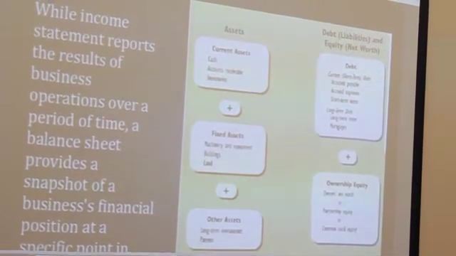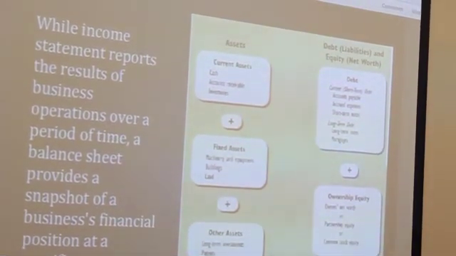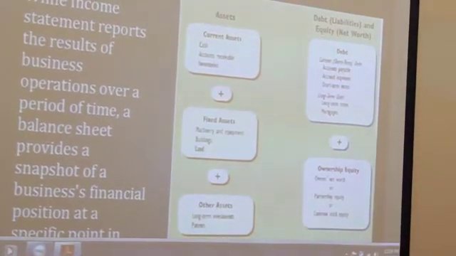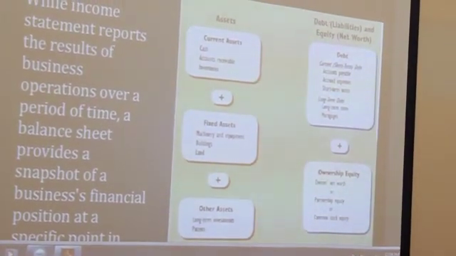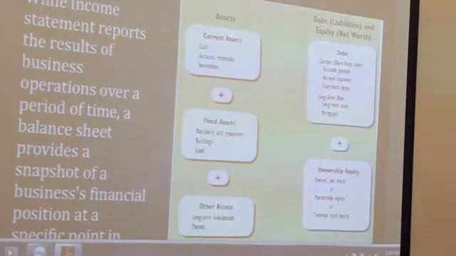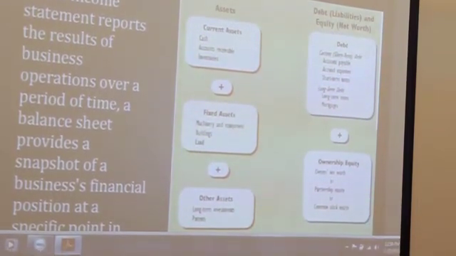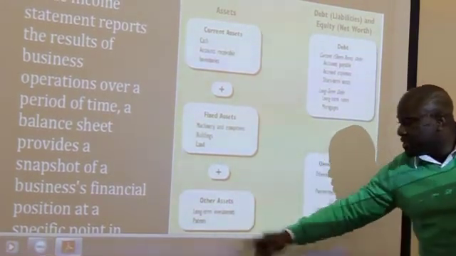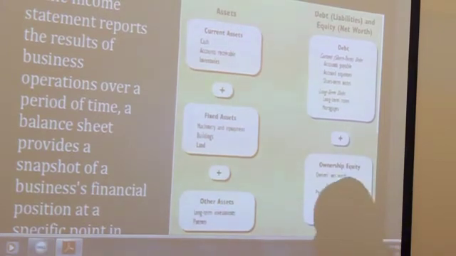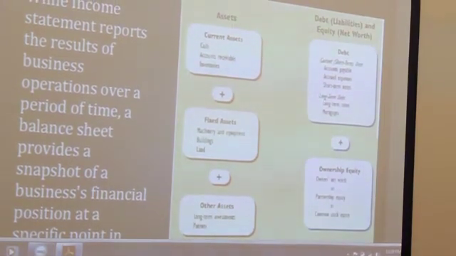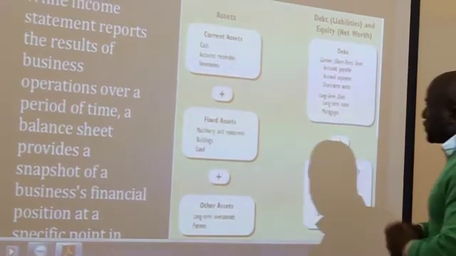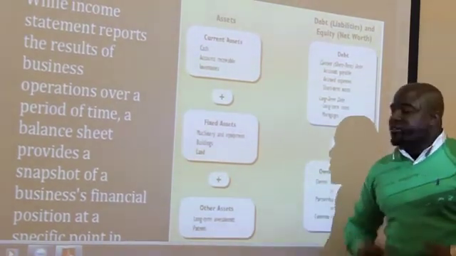All right. So what we're looking at is assets: current assets, cash, accounts receivable, inventories, plus fixed assets, machinery and equipment, buildings, land, plus other assets, long-term investments, and then patents. All this falls under assets. What they mean by patents is, let's say you created an idea, and you got a patent through the proper channels with the U.S. federal government. Then that is an asset because you can sell it.